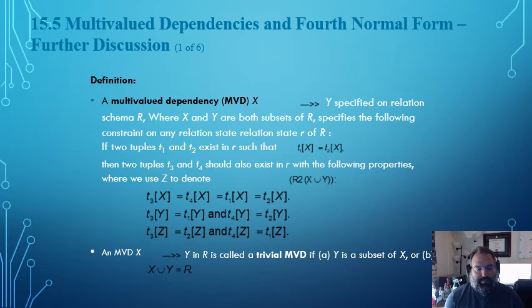A multivalued dependency, MVD, X implies Y, specified on a relation schema R, where X and Y are both subsets of R, specifies the following constraint on any relation state r of R. If two tuples t1 and t2 exist in r such that t1[X] = t2[X], then two tuples t3 and t4 should also exist in r. In the following properties we use Z to denote the remaining attributes, and so on.